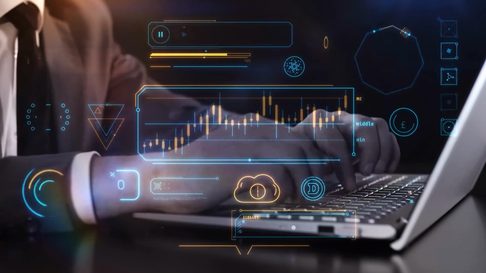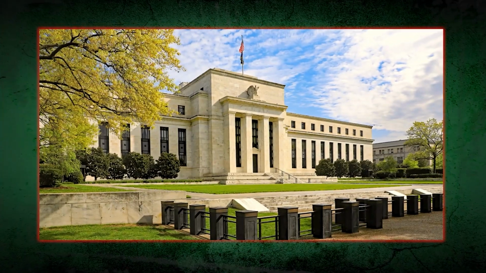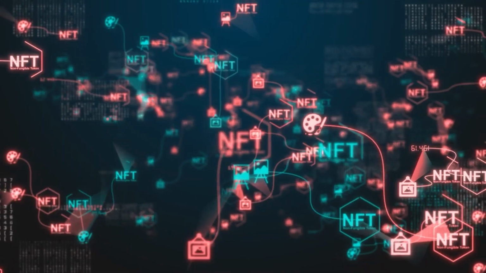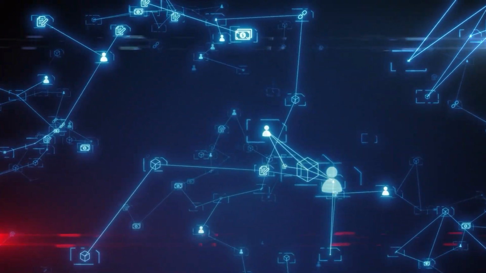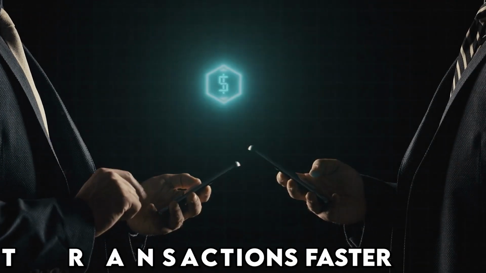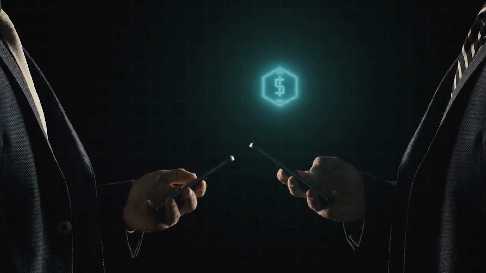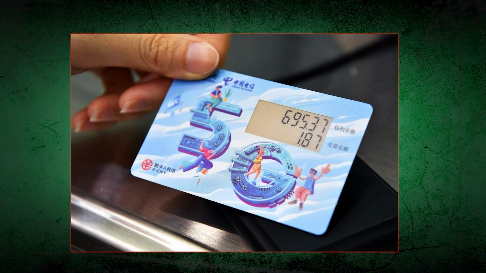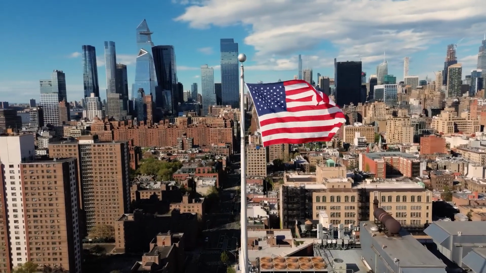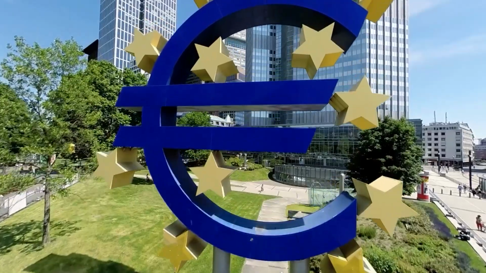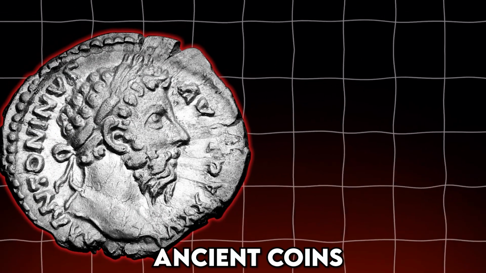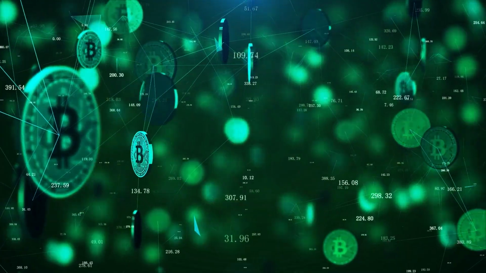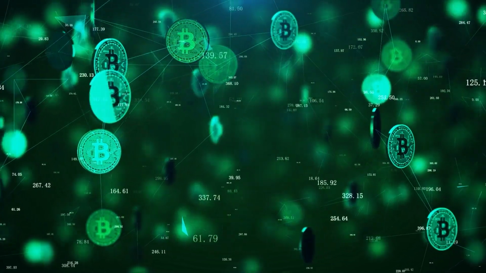In addition to cryptocurrencies, central banks are exploring the creation of central bank digital currencies, CBDCs. These digital versions of traditional currencies could make transactions faster, cheaper, and more secure. China has already launched a digital yuan, and other countries, including the US and the European Union, are researching their own digital currencies.